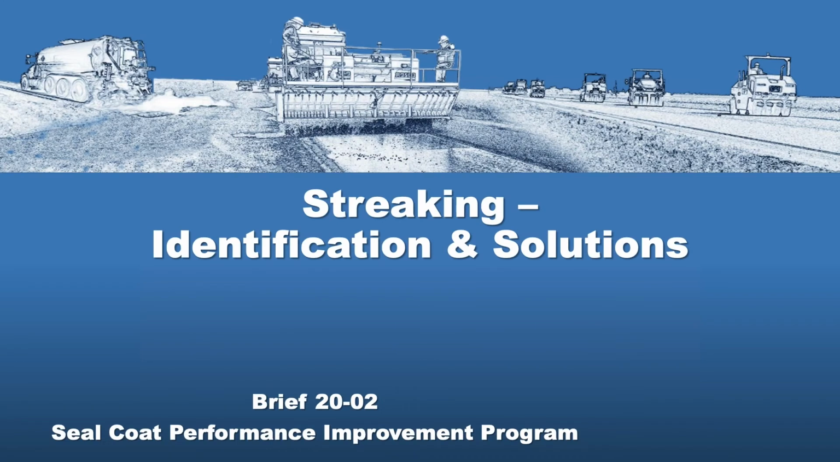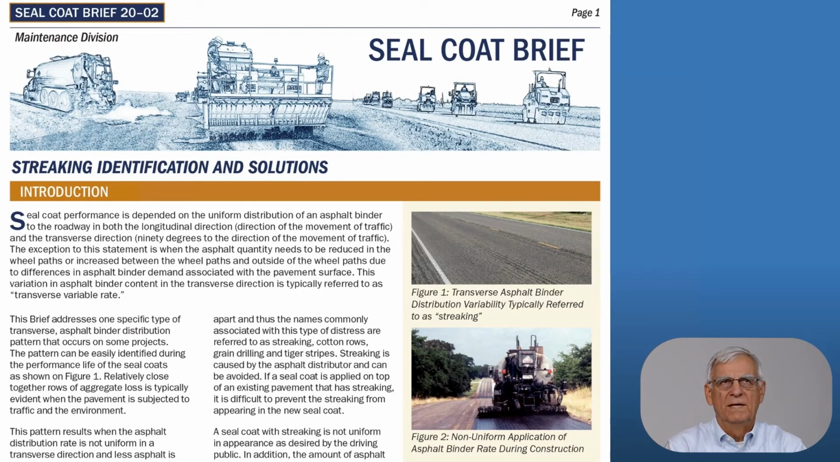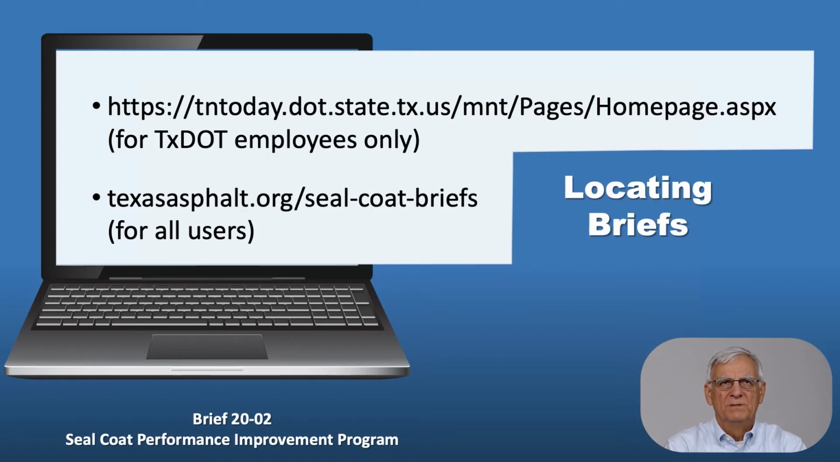Today we're going to provide a summary of one of several briefs. This is Seal Coat Brief 20-02. It's titled Streaking Identification and Solutions. These briefs can be found on these two websites that you see here. One is a TxDOT employee-only website, and the other is available from the Texas Asphalt Pavement Association, and all users can have access to the Seal Coat briefs through this.